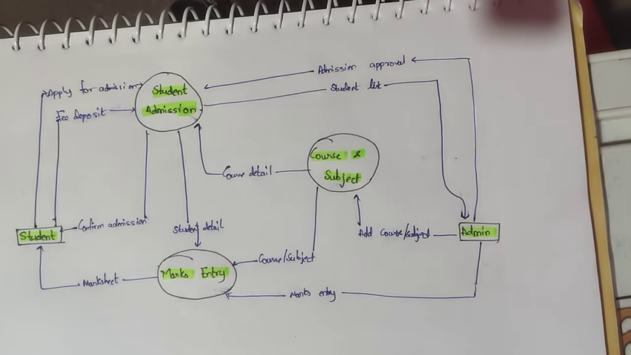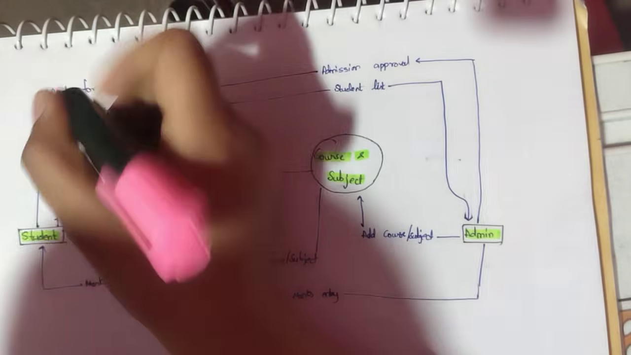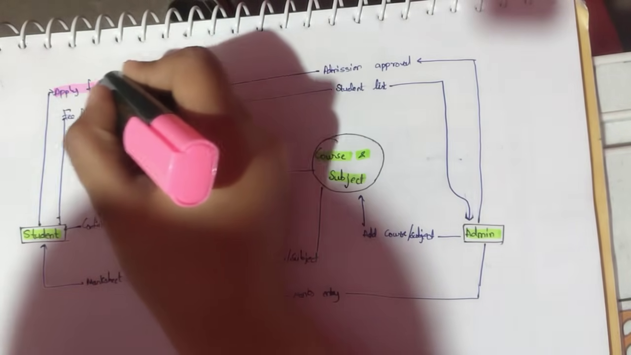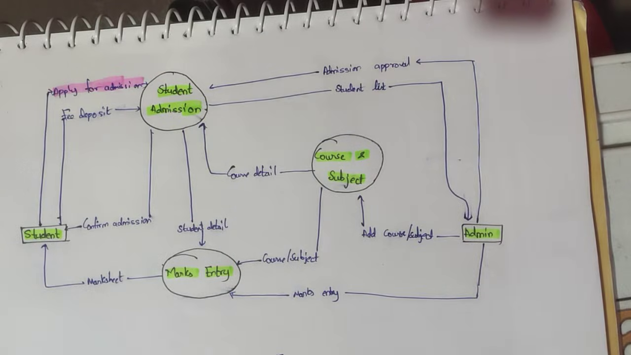So let's see what the process is, how we get admission, how we deposit the fee, how we get the mark sheet, and how the course and syllabus are added in the database. Okay, so first of all, the student applies for the admission. First step is that the student will apply for the admission. We are going a little bit deeper into the DFD 0.